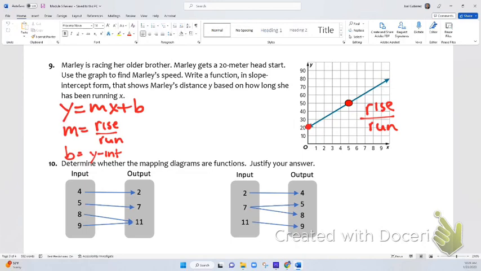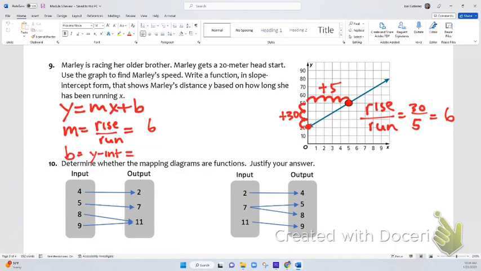So if we are going from 20 and we are going up, it goes 10, 20, 30. These are each going up by 10, which means this is going up by 30. That's your rise. And then the run, okay, is the x value. And your x values are only going up by 1. So this is 1, 2, 3, 4, 5. So this one's the 5. And then 30 divided by 5 is simply 6. That means that Marley is able to run 6 meters per second.